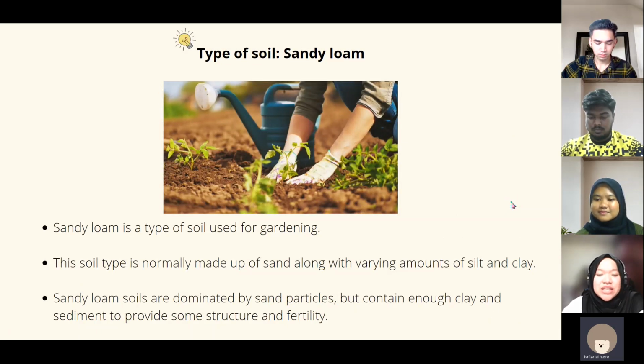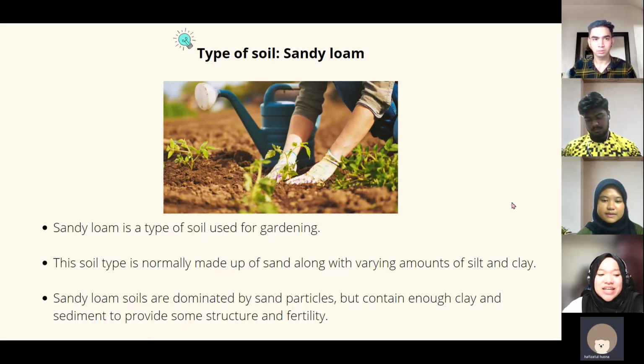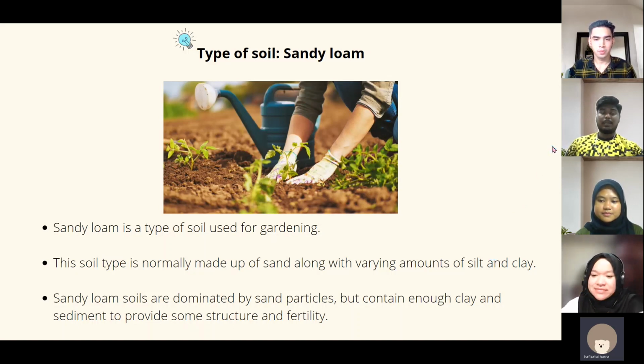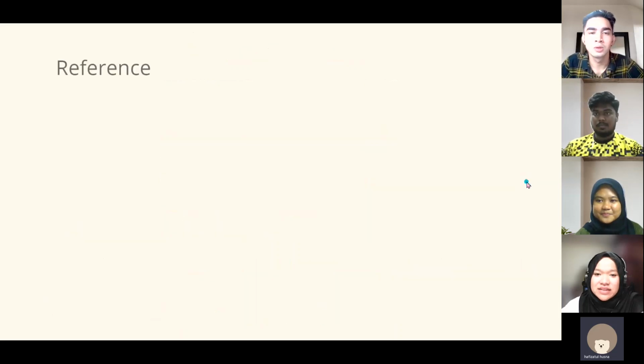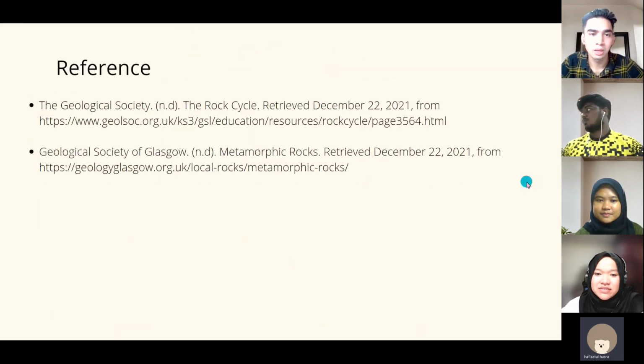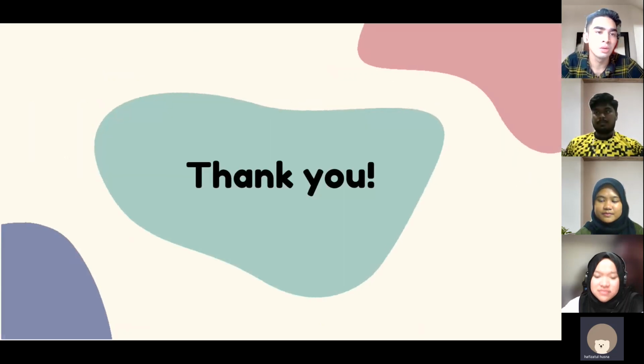Okay. So I would like to ask Husna, what do you know about the sandy loam? Okay, so sandy loam ni sesuai untuk tanaman. So yang kita cari ni dekat kawasan yang berumput, yang ada tanaman pokok macam tu. Based on our investigation, this soil is made up of silt and clay. Next, Devenish, what can you add about this type of soil? Sandy loam soils are dominated by sand particles but contain enough clay and sediment to provide some structure and fertility. Thank you. So tu je lah kita punya discussion untuk malam ni. Terima kasih sebab hadir untuk bagi kerjasama untuk discussion malam ni.